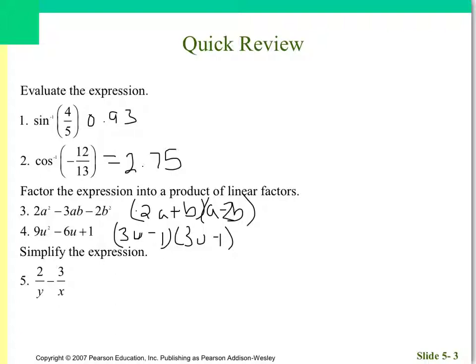Factoring, we need to remember how to factor, guys. That's going to be a big part. So this one you got to multiply by x over x, y over y. So I get 2x minus 3y divided by xy.